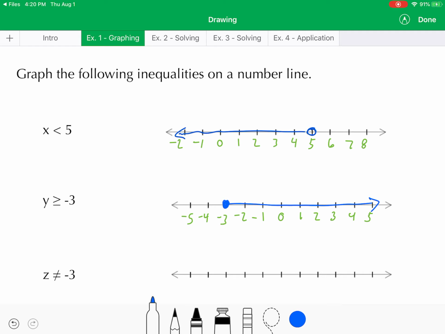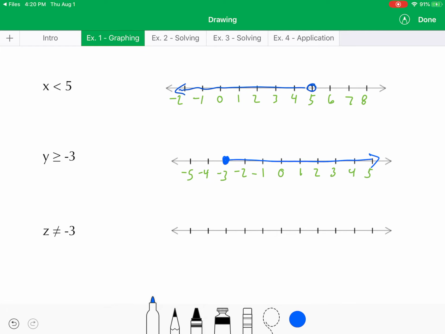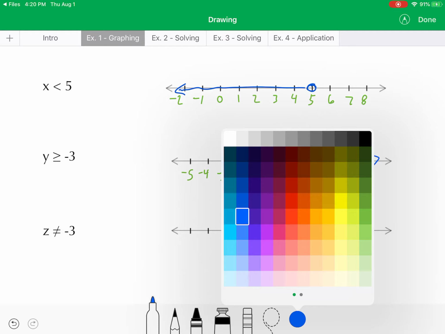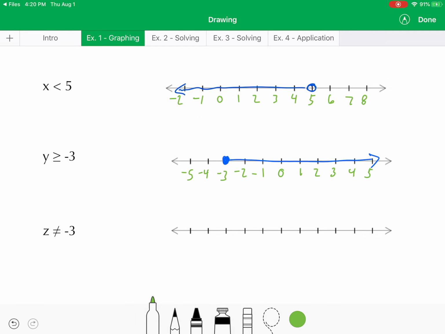All right, and then the next and last one here, this is not what you would consider a typical inequality symbol. Z does not equal negative 3, but understand that really does represent an inequality. That's talking about an infinite amount of numbers other than negative 3. So how do I put that on the number line? Well, it's labeled just like we did before.